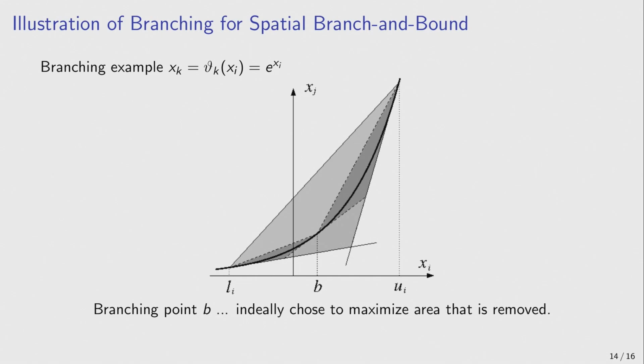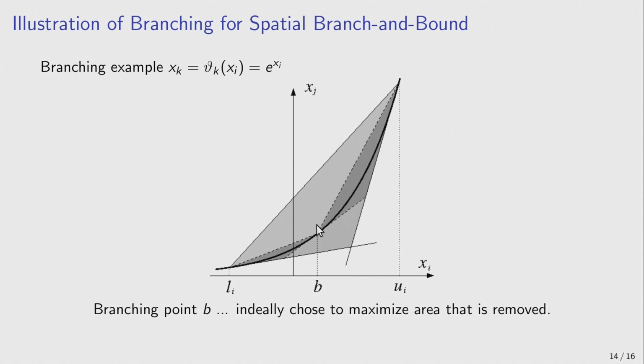Okay, and so you could find branching points, and here's one way of picking a branching point. I have this exponential function here, where xk is constrained to be e to the xi. That's this function here. The feasible set between my lower and upper bound is this nonlinear black curve. One relaxation is taking the secant, because I know that the exponential is convex, and then two supporting hyperplanes at these points here, and then I get the light gray area as the outer approximation of the set.